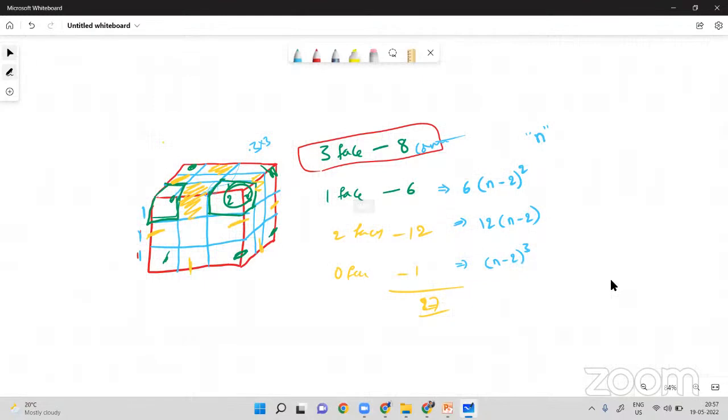Yes, we got the same answer. So just take a screenshot of this. It is very helpful for you. It's a 3 by 3, so in this case n equals 3. Take a screenshot, it is very, very helpful for you.